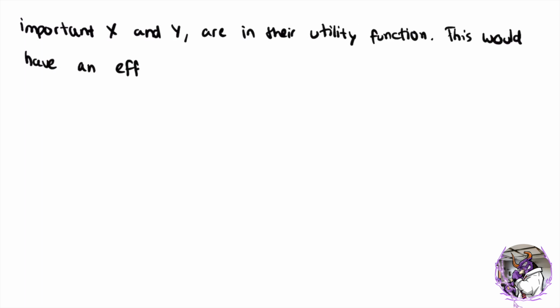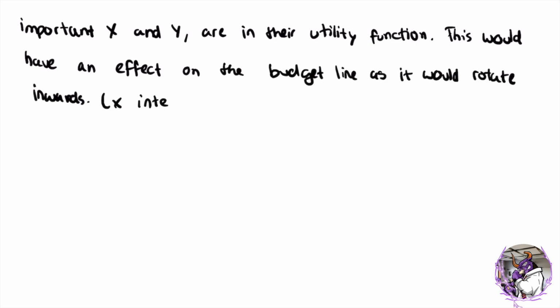This would have an effect on the budget line as it would rotate inwards. The X-intercept becomes smaller while Y remains unchanged.